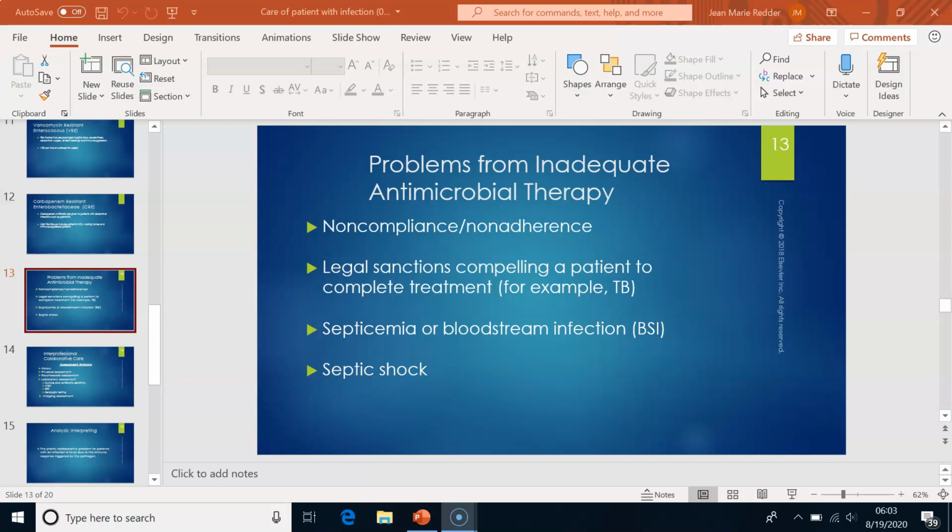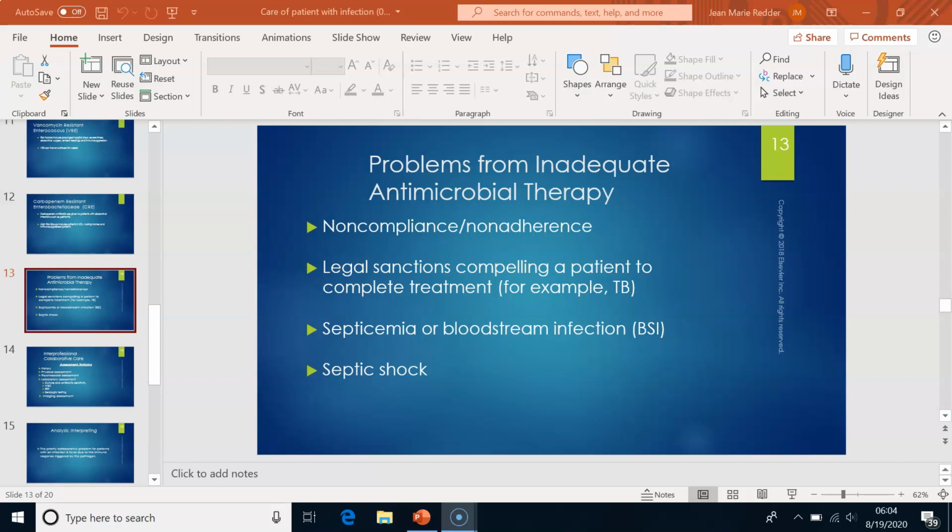Now, some infections, for example, TB clinics, have legal sanctions compelling a patient for treatment. So if it's found that a patient is not taking their medication, most TB clinics today, or the one that I'm familiar with, they no longer have them come in every day for their medication. Most of the time, it's follow-up phone calls and tracking.